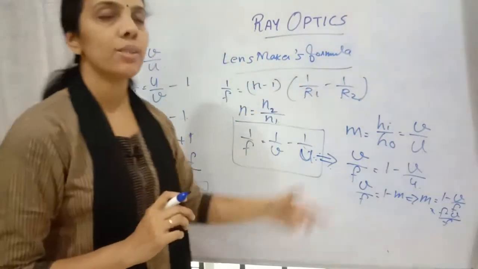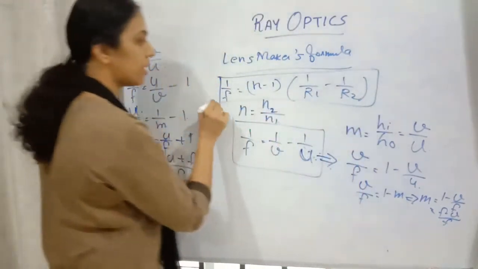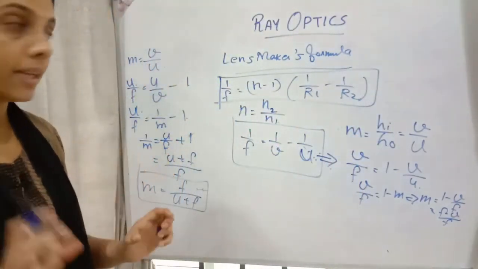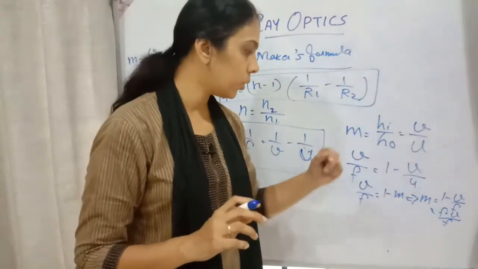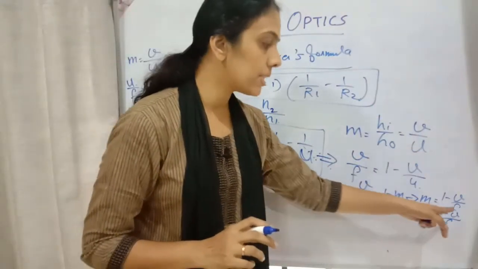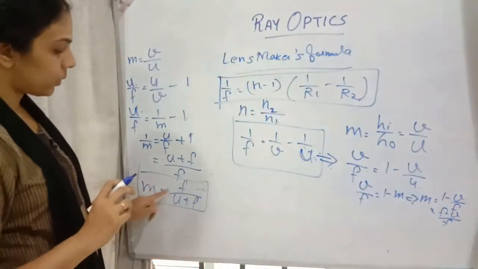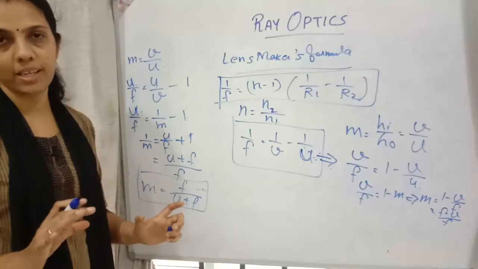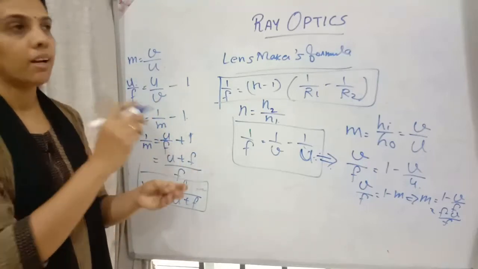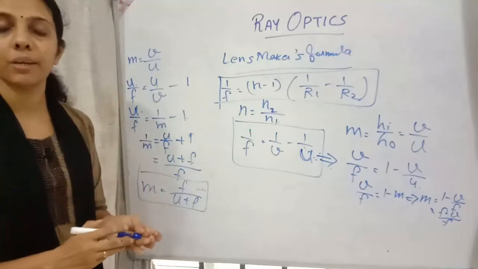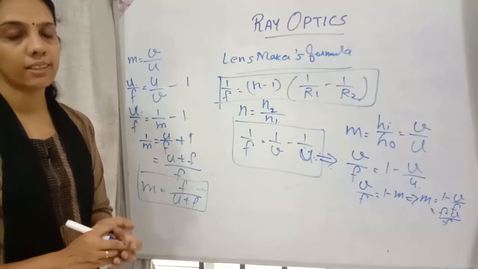So these formulas you should learn by heart. The important formulas are 1 by f equals n minus 1 into 1 by r1 minus 1 by r2, and m equals hi by ho or v by u, or m equals f minus v divided by f, or we can write m equals f divided by u plus f. Okay, these formulas are very important for lens maker's formula and its related questions. Combination of lenses we will be learning in the next class.